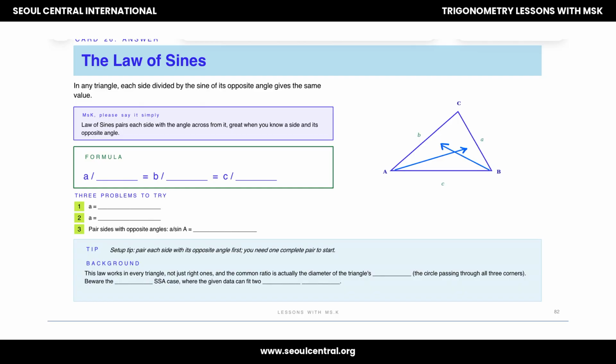For example, the sides are represented by the small letters, while the angles are represented by the big letters. This means that the formula is small a over sine of big A equals small b over sine of big B equals small c over sine of big C.